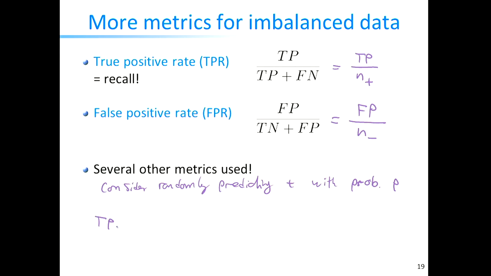So the true positive rate, let's talk about the expected true positive rate, where the expectation is over this random prediction, would be what? Well, in order to be a true positive, two things must have happened. The example must have been positive, and you must have classified it as positive. But whether you classify it as positive or not is independent of the data. So the expected number of examples that you classify as positive is just p times n plus, divided by n plus, which is just p.